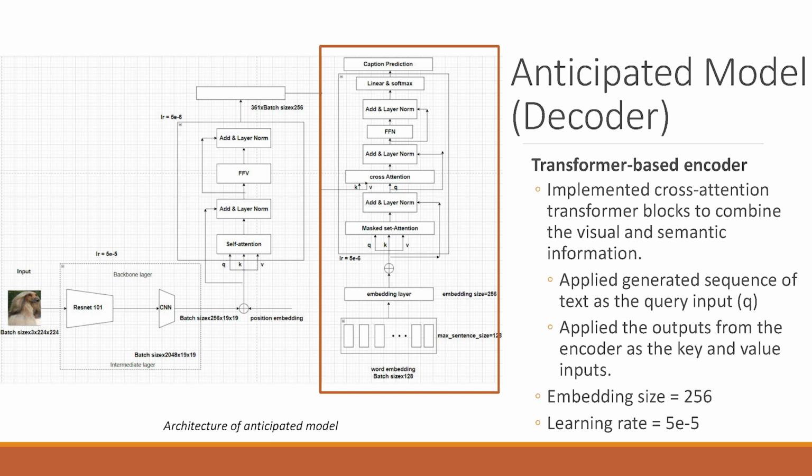In the decoder, we use cross-attention transformer blocks to combine the visual and the semantic information. Similar to the self-attention transformer blocks, we use the query, key, and value vectors to get a better encoding of the source and target words. In the cross-attention transformer block, we apply the generated sequence of text as the query input and the output from the encoder as the key and value inputs.